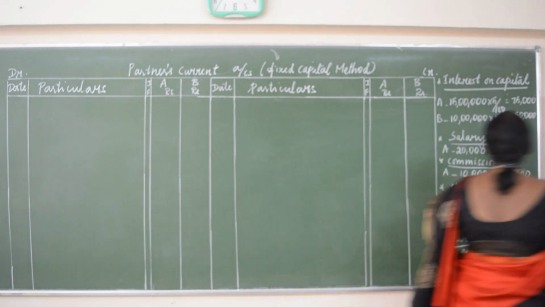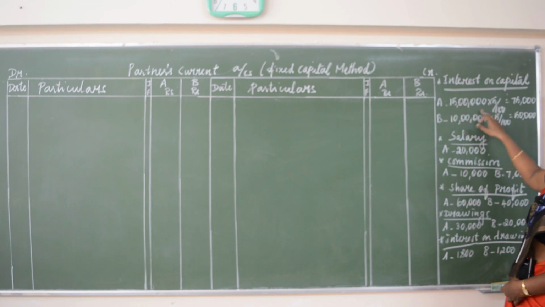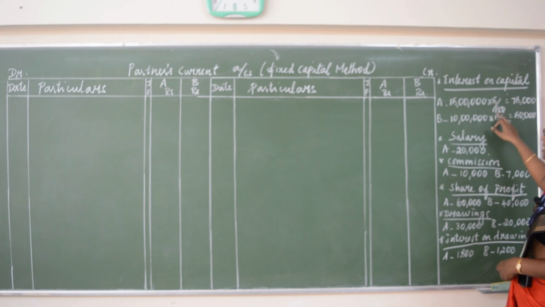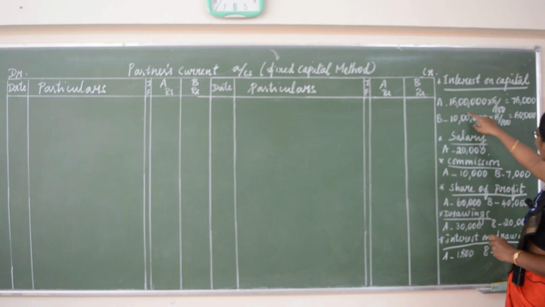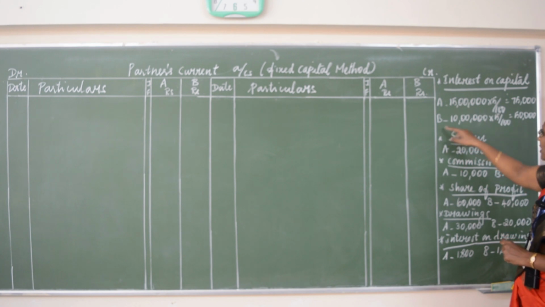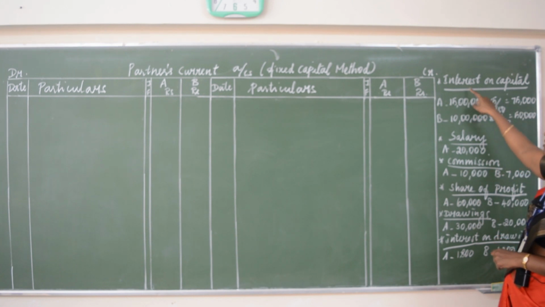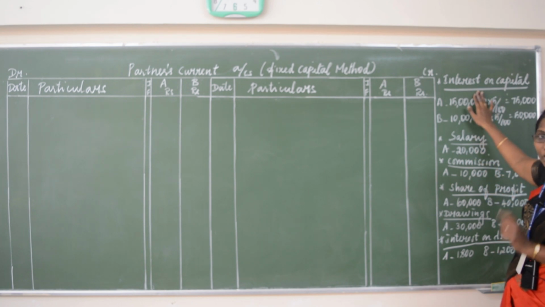One is interest on capital. What is interest on capital? For partner A, 15 lakhs into, in the question it is mentioned 5%, so 5 by 100. For 1 year, we need not write the months. So if I calculate, I will get how much interest? 75,000. For B, 10 lakhs into 5 by 100, 50,000 we will get. These two are the calculations for what? Interest on capital. It is calculated for 1 year.